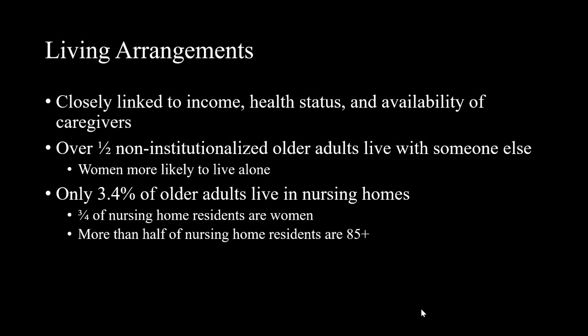When we look at living arrangements for older adults, it is closely linked to income, so how much money they have, their health status, and availability of caregivers. Over half of non-institutionalized older adults live with someone. And so these are people who do not live in nursing homes. What they found is that women are more likely to live alone. Only a little over 3% of older adults live in nursing homes.